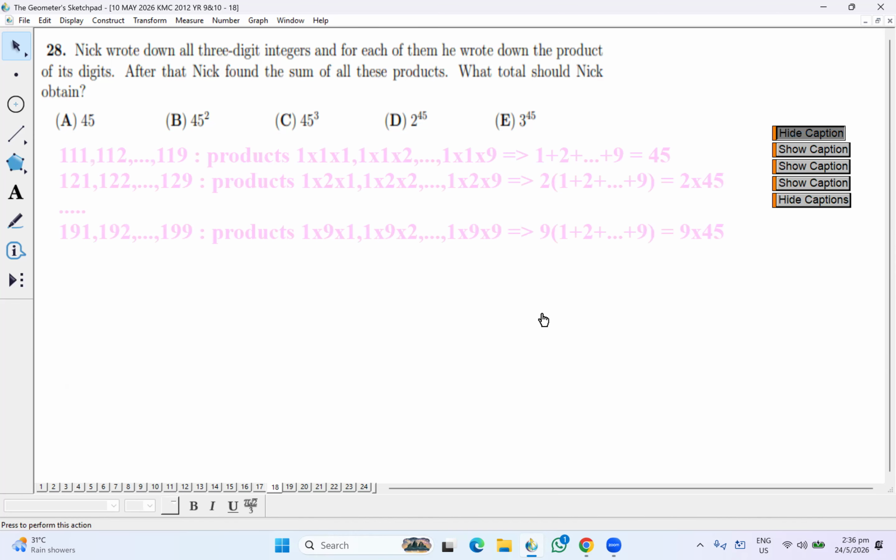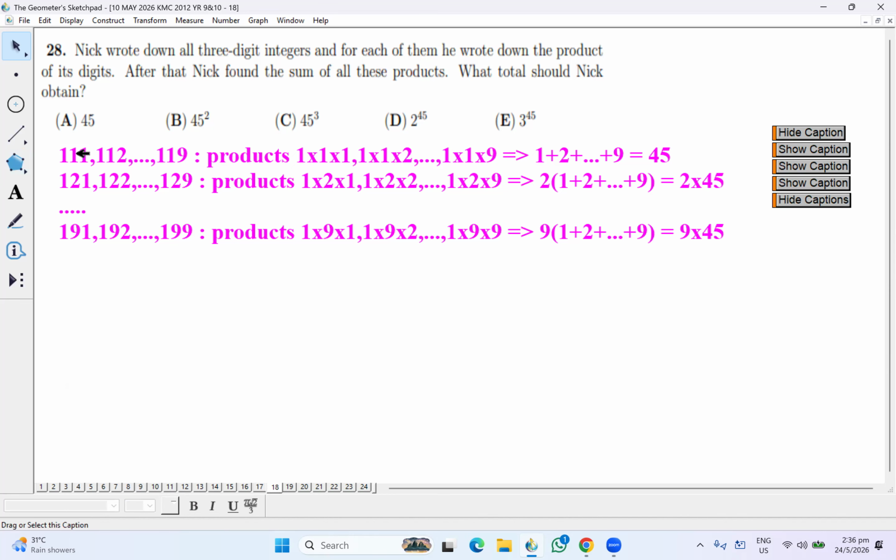So I start with one digit one. So I start 1 1. So 1 1 1, 1 1 2, 1 1 9 up to this. Then find the product. Find the product means 1 times 1 times 1, 1 times 1 times 2, until 1 times 1 times 9. So you get 1 plus 2 plus until plus 9, 45.